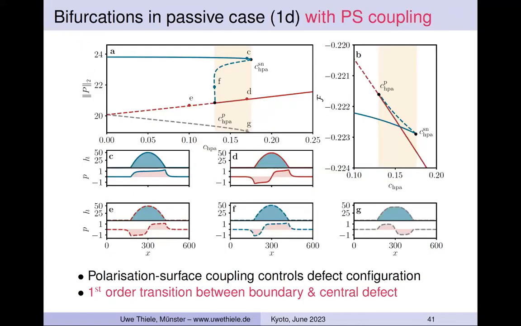Now let's switch on the PS coupling, right? And then things become interesting. Now we take on the x-axis the strength of this coupling. So this is actually the state we have seen before. These two states. The red one is a state with a central defect, and the blue one is actually a state we have not yet seen in the diagram with a defect on the boundary.